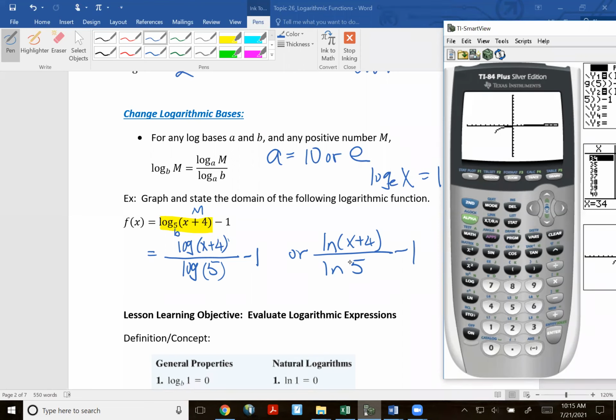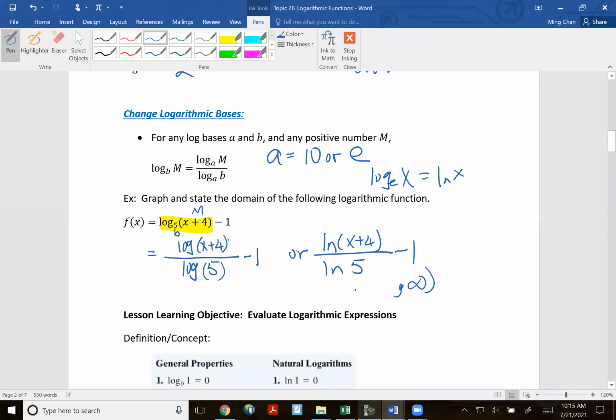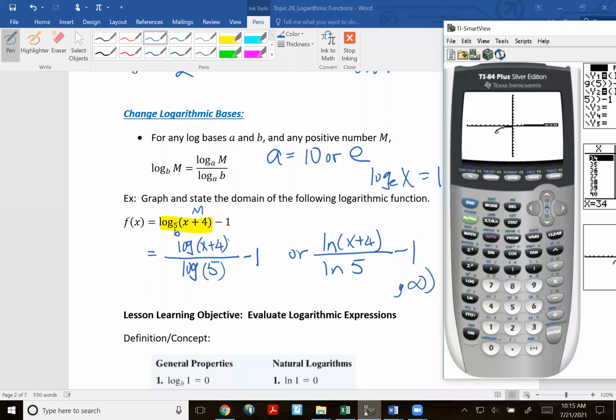Take a wild guess just by looking at your function. Where should the domain begin? This thing is going to the right, so I know it's going to go to infinity. But by looking at the function, looking at the picture, where do you think this function begins, based on what I told you so far? Negative 4.